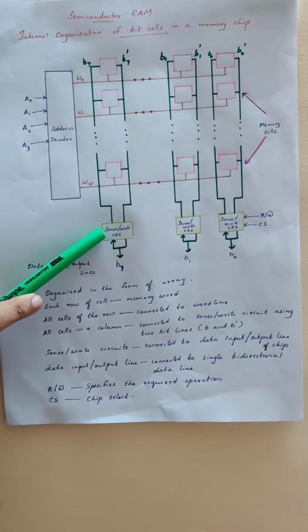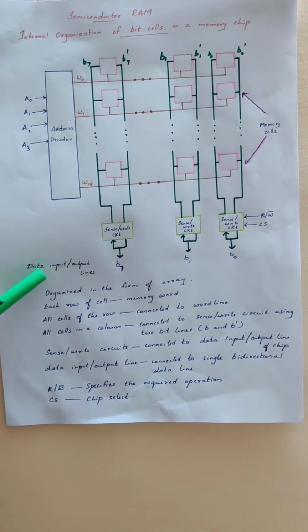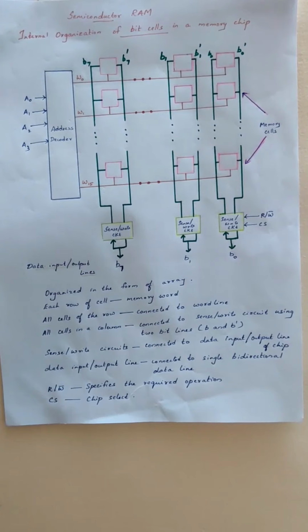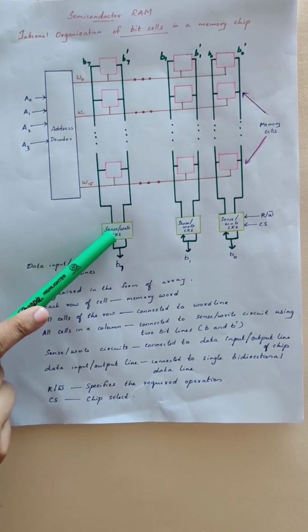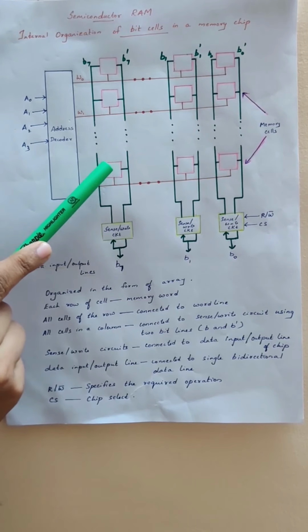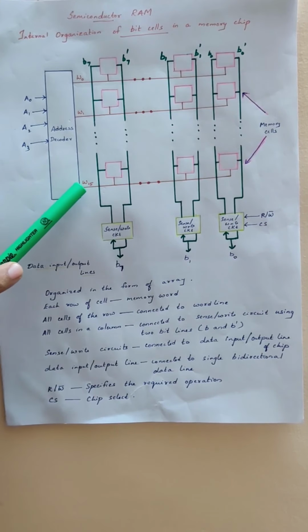Now, the sense/write circuit is connected to the computer's bus through data input and output lines. B0 to B7 are data input or output lines. They are single bi-directional lines. So, if you want to read data from a particular memory cell, that data is passed to the sense/write circuit, and this B7 will act as a data output line, and the data is placed on the computer's bus. Similarly, if you want to do a write operation, the data from the computer's bus is fed through this data input line to the sense/write circuit. From the sense/write circuit, through the bit lines B and B dash, it is placed in the corresponding cell, which is denoted by a word line.